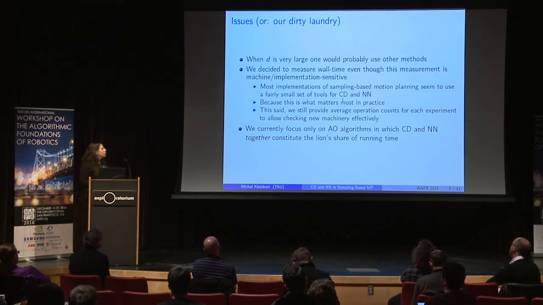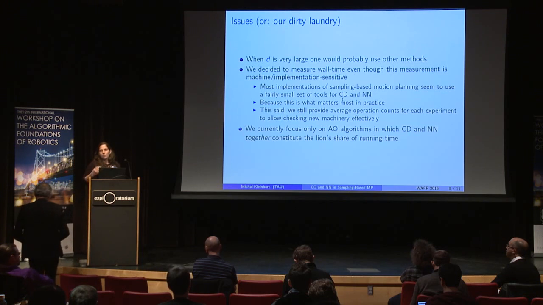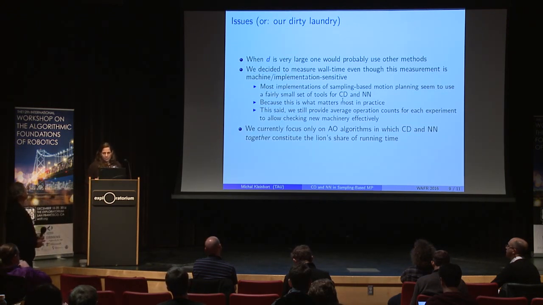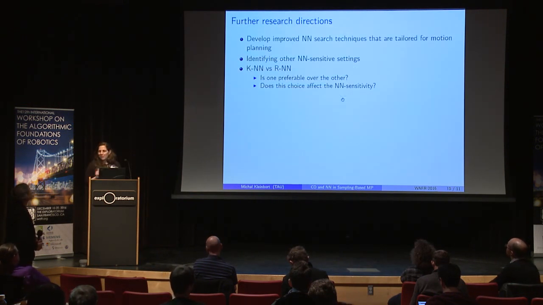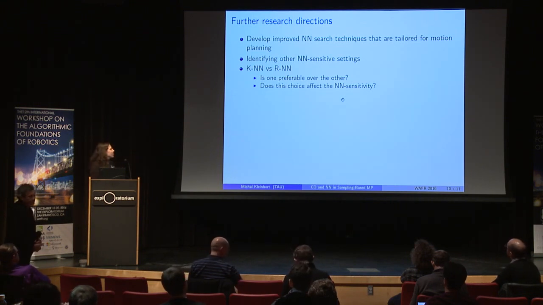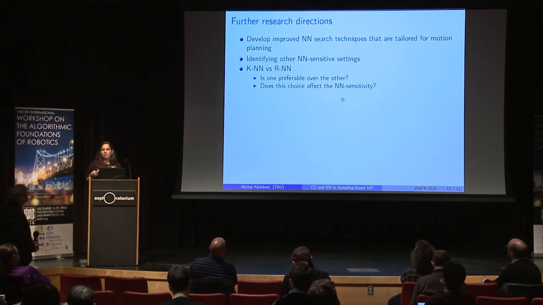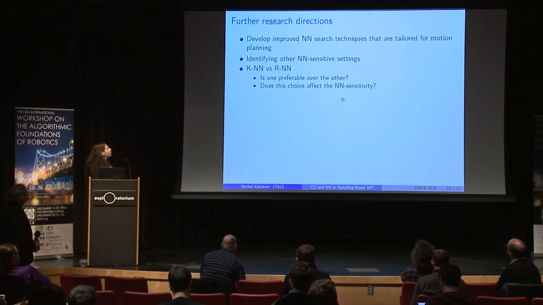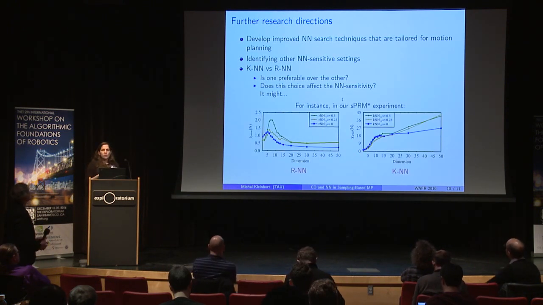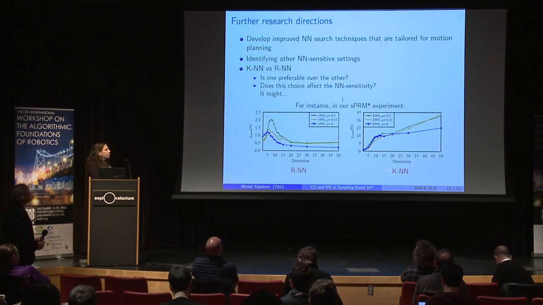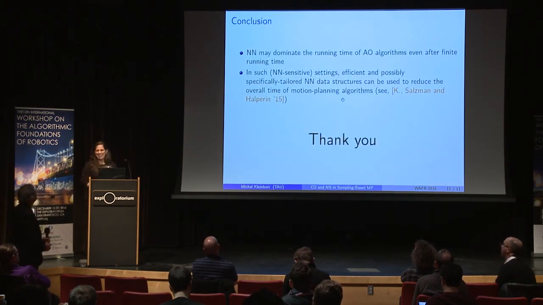The last issue is that we currently focus only on asymptotically optimal algorithms in which collision detection and nearest neighbor search together constitute the lion's share of the running time, but we do not consider algorithms that use a third type of operation, which is non-negligible. Okay, so I would like to mention only one question in the further research directions. The question of which connection strategy to use, either KNN or RNN, arises in many contexts. In our context, we would like to know whether this choice affects the NN sensitivity. We saw that it might. For instance, in our SPRM-STAR experiment, when using KNN instead of RNN, the algorithm became much more NN sensitive. Okay, so that's it. Thank you.